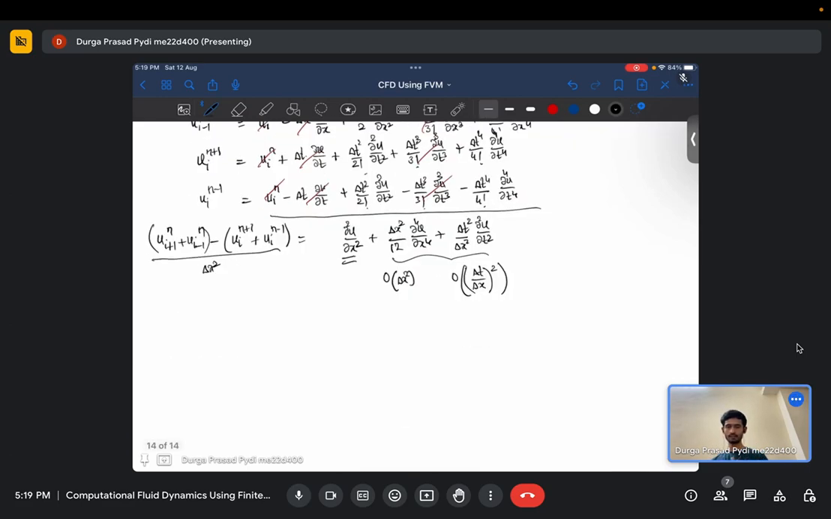So now we have 3 terms. One is delta t square for our time discretization, and for the space discretization we have delta x square, and also we have delta t by delta x whole square.